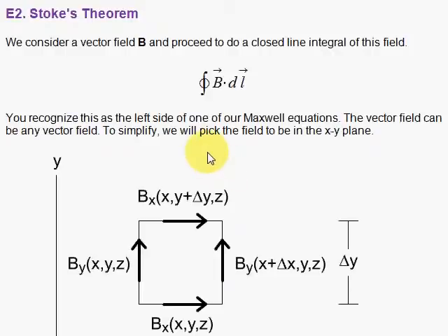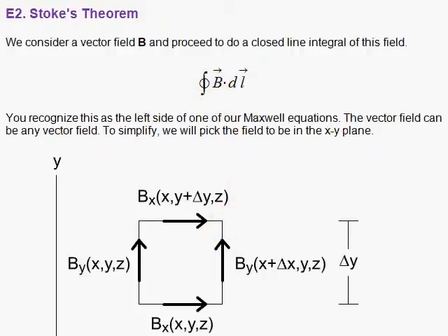Dr. Fizz here, Chapter E, our second big theorem for today, Stokes' Theorem. Here we have part of a Maxwell equation, and we can consider this magnetic field B to be a general vector field, and we're doing a general problem where we integrate along a line that encloses on itself.